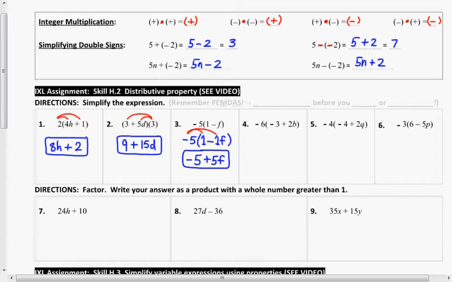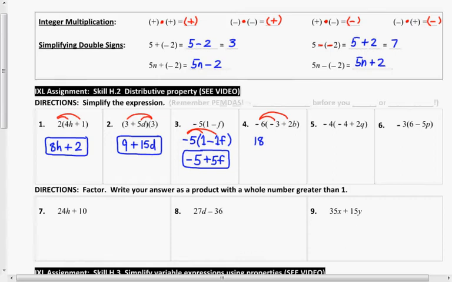So let's continue with that on number 4. Negative 6 times negative 3, a negative times a negative is positive 18. And then negative 6 times a positive 2b would be a negative times a positive is negative.